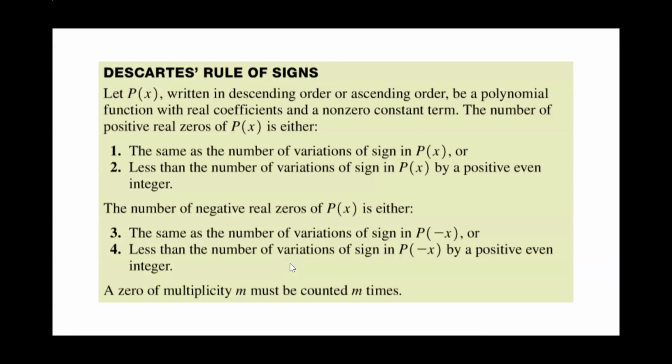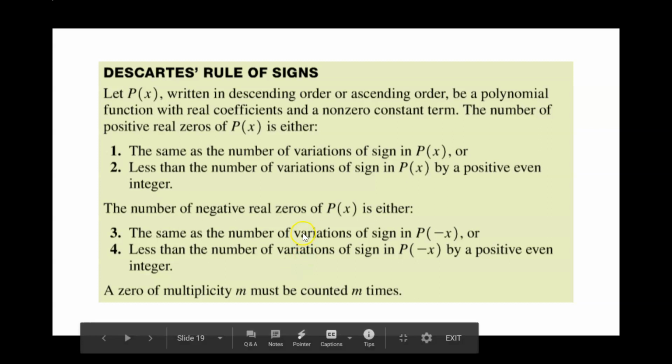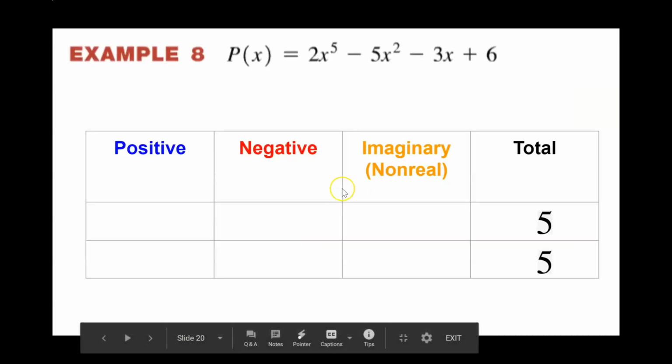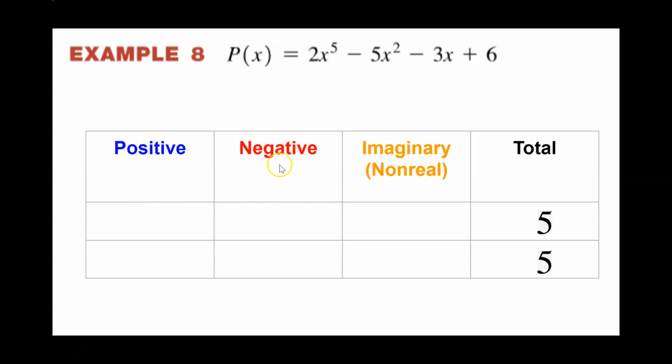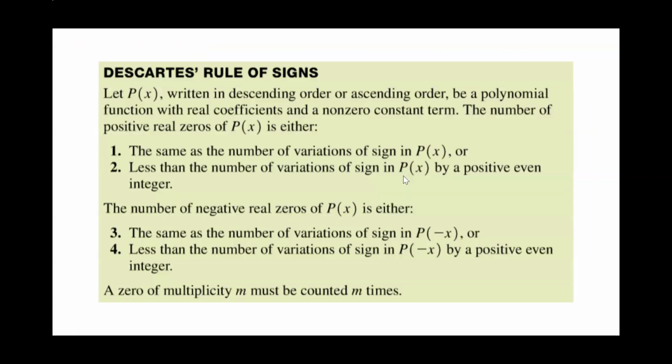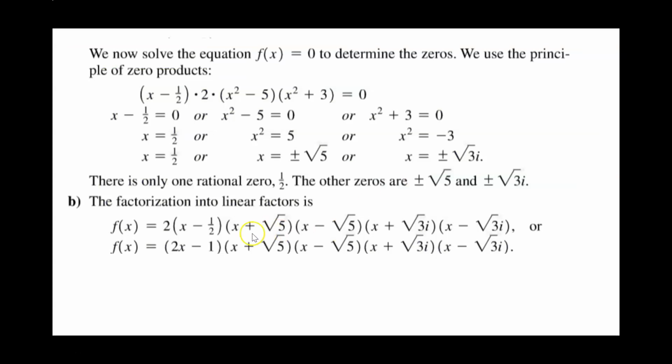So now we're going to talk about Descartes' rule of signs. This helps us figure out what the answer should look like: how many positives, how many negatives, how many imaginary. So looking at an example for this one here, we have one positive here, and then another, so 2 positives. Anytime you have an i, that's considered to be an imaginary. So here we have two positives, 1 negative, and 2 imaginaries.